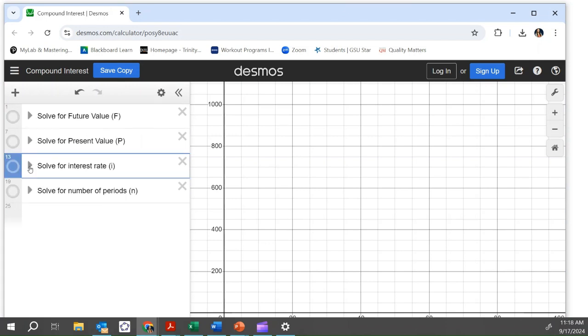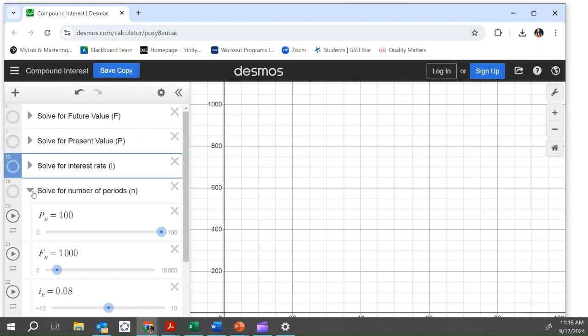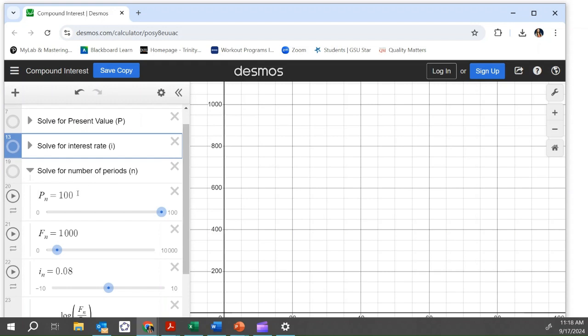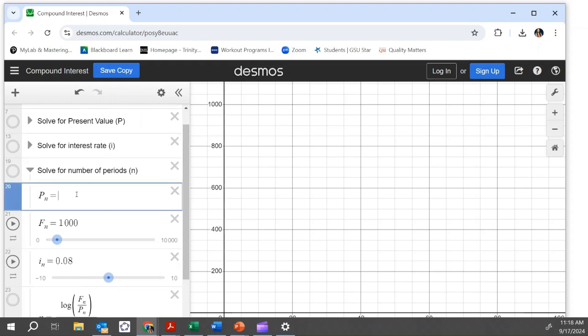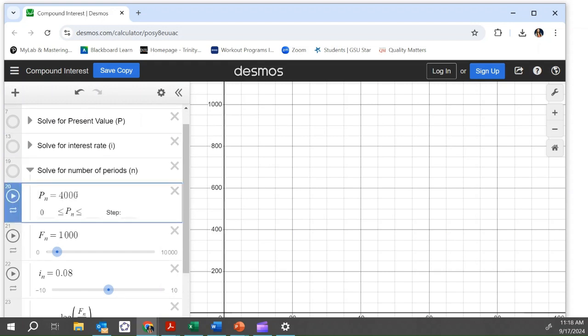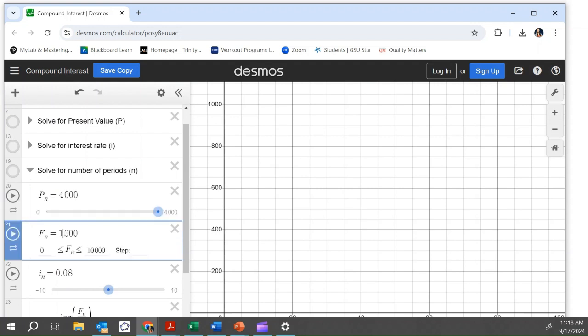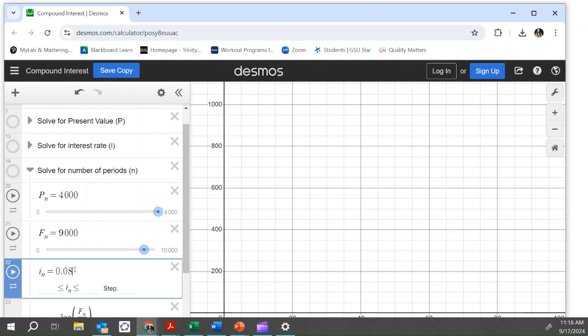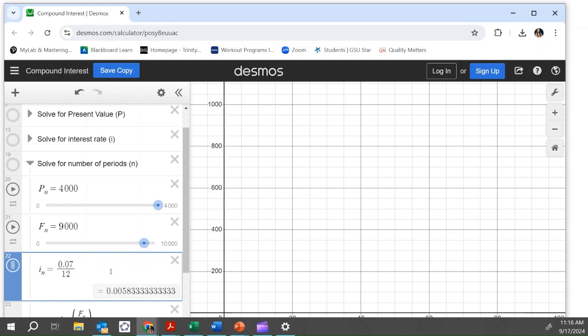So I'll close this one and go to the number of periods. So I have $4,000 that I want to turn into $9,000. The interest rate we said was 0.07 divided by 12.